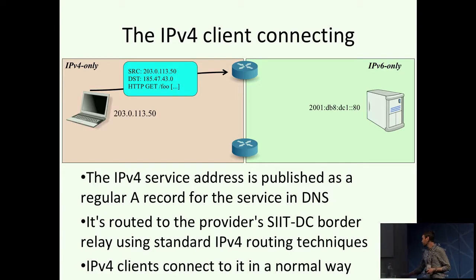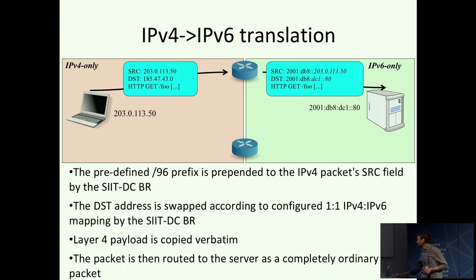So what happens when this relay receives this IPv4 packet is the following. First, it takes this predefined /96 prefix, which has been set aside for this purpose, and prepends it to the source address. So you can see the client's original source address became this IPv6 address.